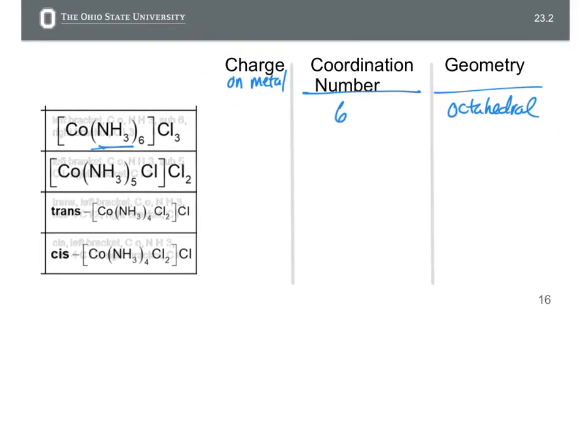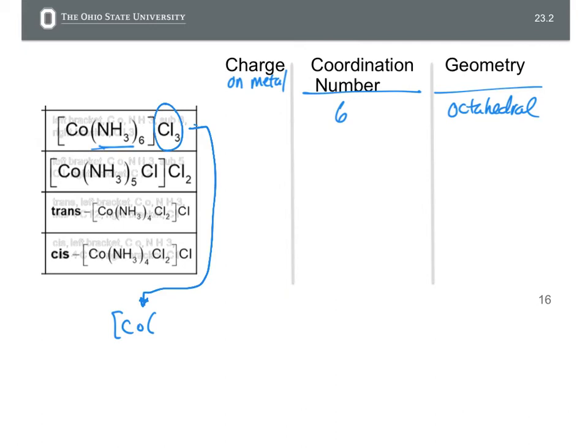The charge is a little trickier to figure out, although you take it apart and do this sort of stepwise. So let's look at our cobalt complex and only look at the coordination sphere. We're going to remove all of these chlorides that are outside of the coordination sphere. And they're chloride ions, right? So those all have a -1 charge.